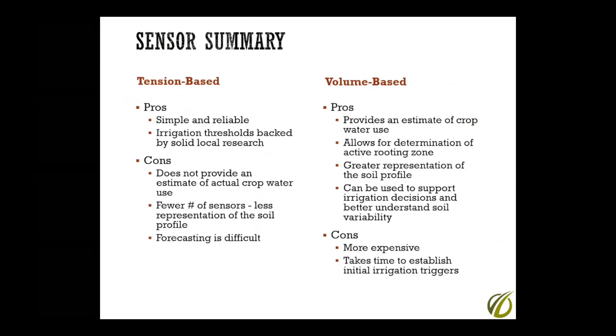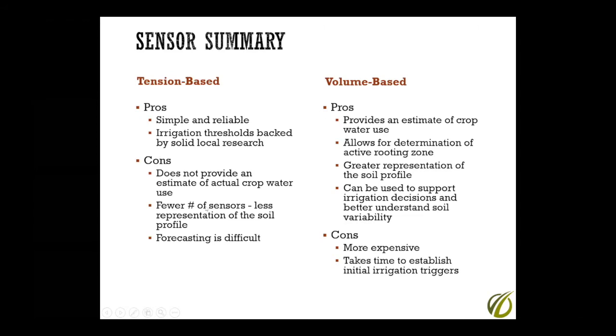And so if we look at some of the pros and cons of both, starting with these tension based, watermark sensors, they are simple and reliable. They're cheap. They work good, and we have volumes of research that Mississippi State has conducted that have developed irrigation thresholds using these sensors that provide the most optimal ROI for an irrigation decision. So some of the cons of these is that they don't provide an actual estimate of crop water use, which I'm going to get to towards the end of this presentation. Personally, I think that's a pretty important aspect.